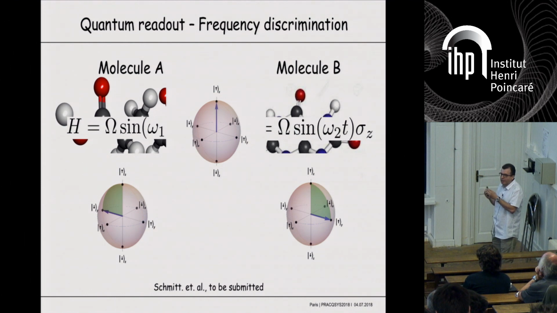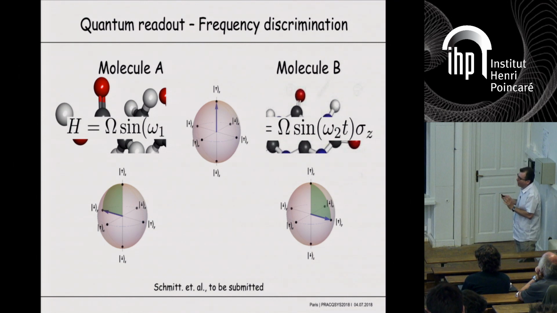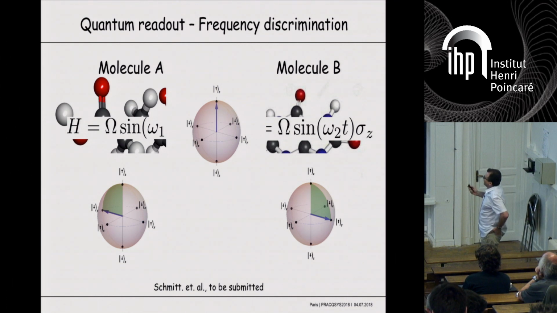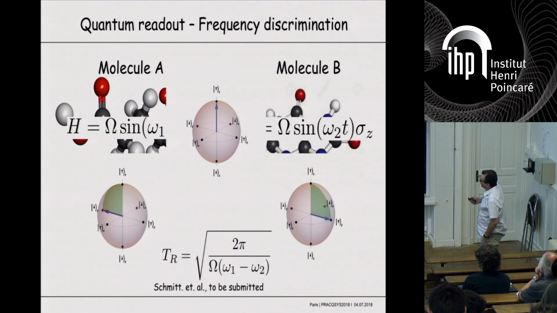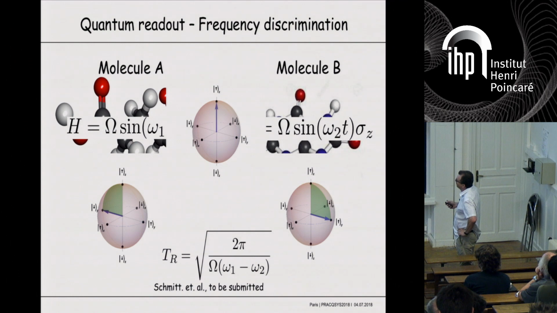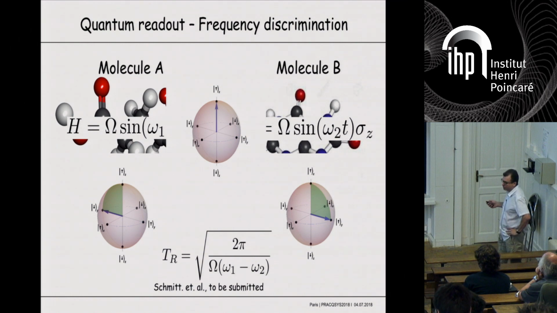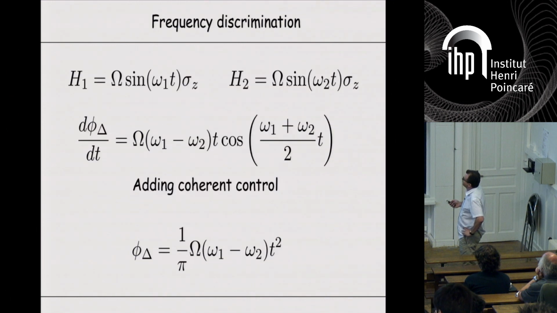Of course, the question is, can it be better? Can it be much better than a classical one? Usually, up to now, there was no evidence of this being much better. The time just goes as 1 over the square root of omega, the strength of the signal, omega 1 minus omega 2. It's not limited by 1 over omega 1 minus omega 2, but by something different.